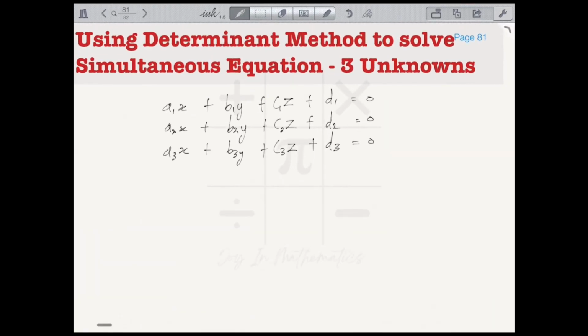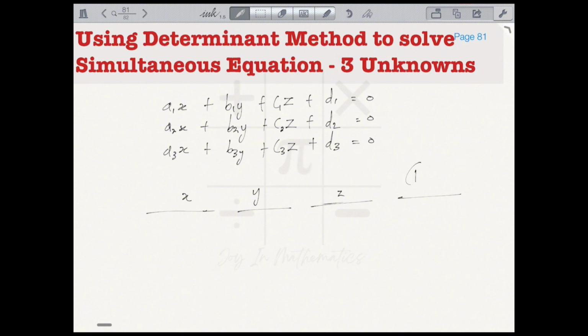Let us learn how to use the determinant method to solve simultaneous equations of 3 unknowns. We are familiar with how to solve for 2 unknowns. Let's now implement it for 3 unknowns. So we want to evaluate for x, y, and z, and there's a constant term. So we have determinants for each variable, a determinant term for this, and likewise a determinant term for this.